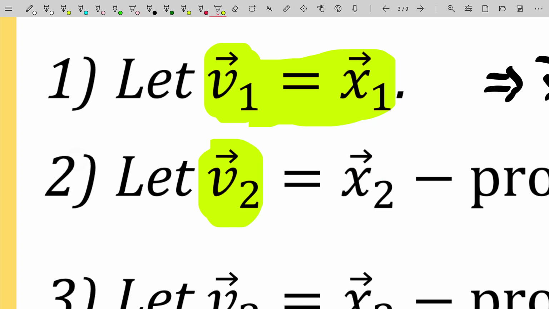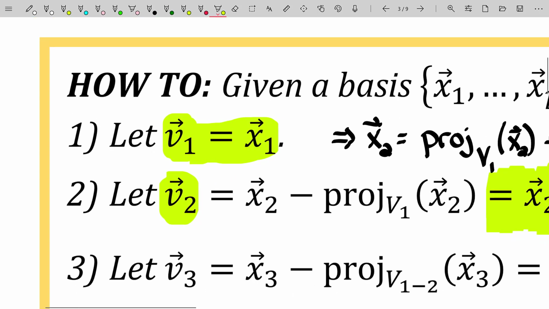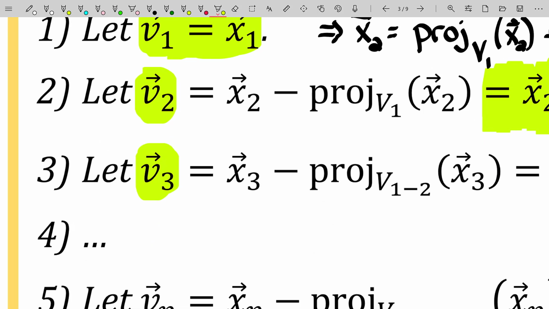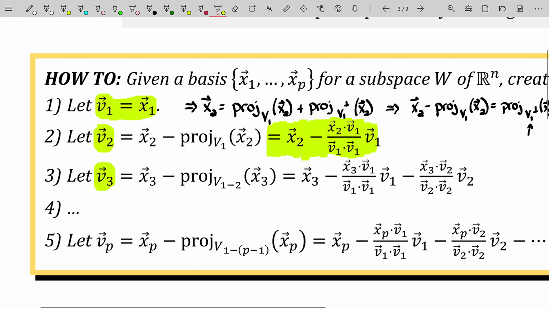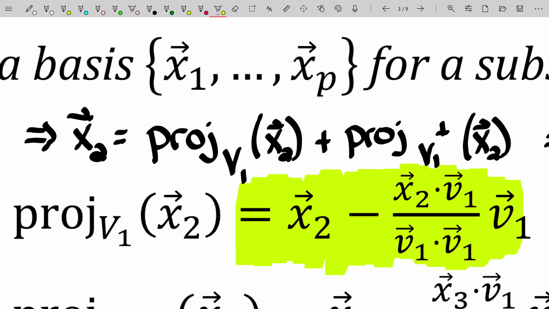Well, let's go to the third vector in that set. Now here's the deal. When I build my third vector, I not only need that vector to be orthogonal to v sub 1, I also need it to be orthogonal to v sub 2. And that's why I have this notation here. Again, if you go back to this statement right here, I could trade out x sub 2 for x sub 3, and I could say, great, well, x sub 3 is a projection of x sub 3 onto the space spanned by v1 and v2, plus the projection of x sub 3 onto the space v1 through v2 perp.